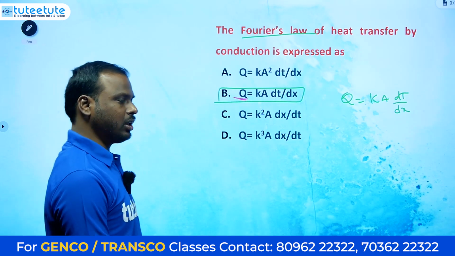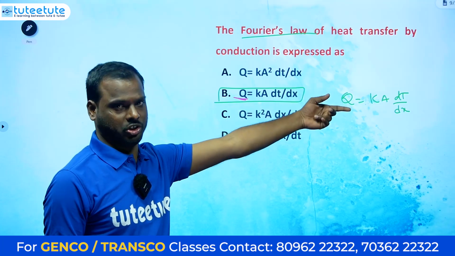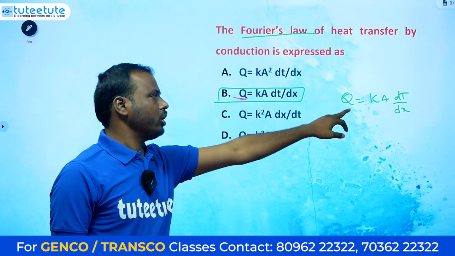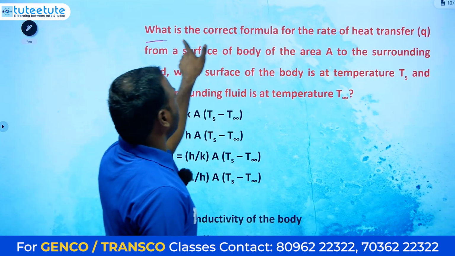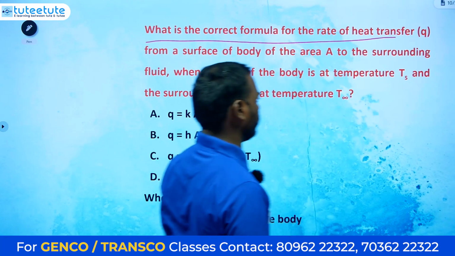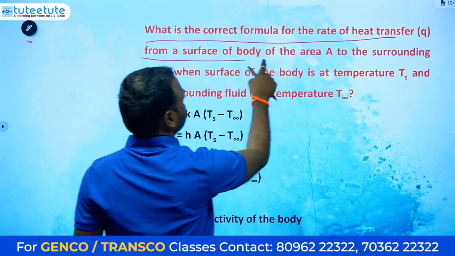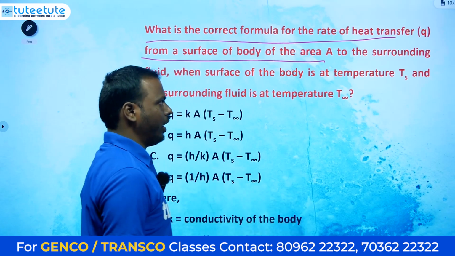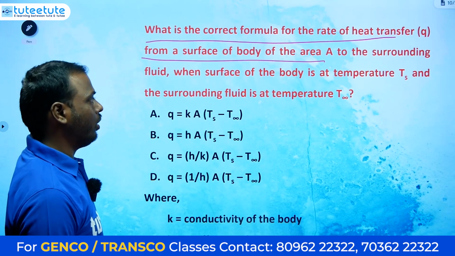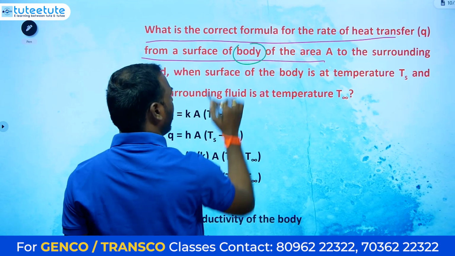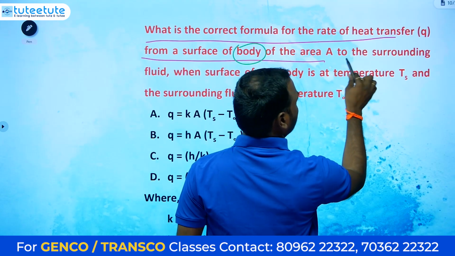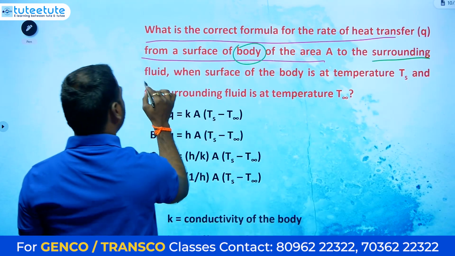Okay, where dt is equal to T1 minus T2, to keep the Q positive. Here also, what is the correct formula for the rate of heat transfer Q from the surface of a body of area A to the surrounding fluid? Observe, the body is given and the surrounding fluid is given.